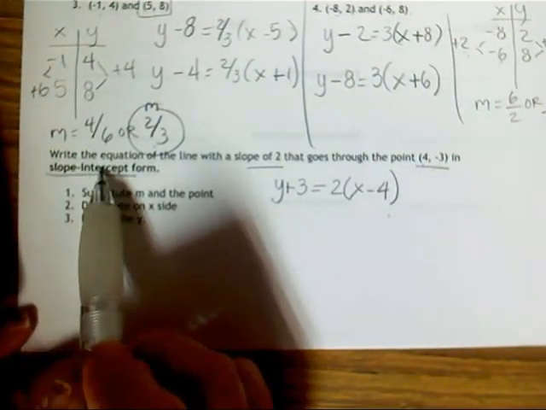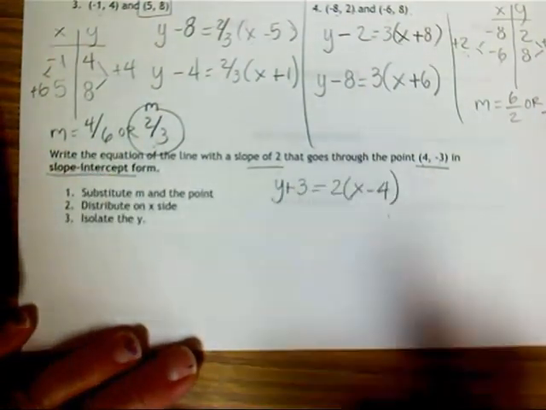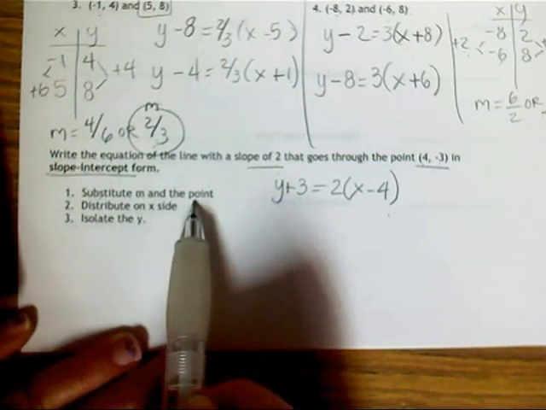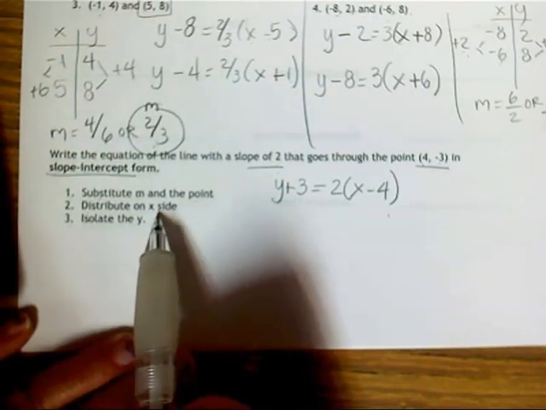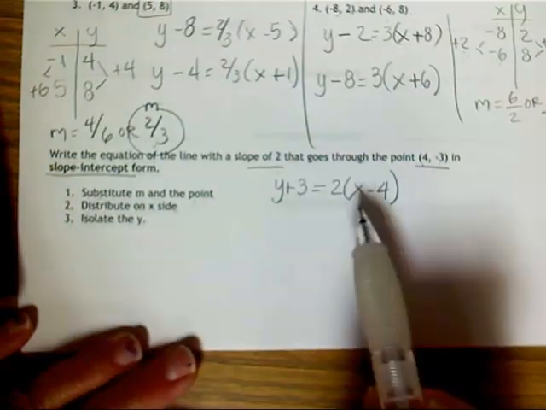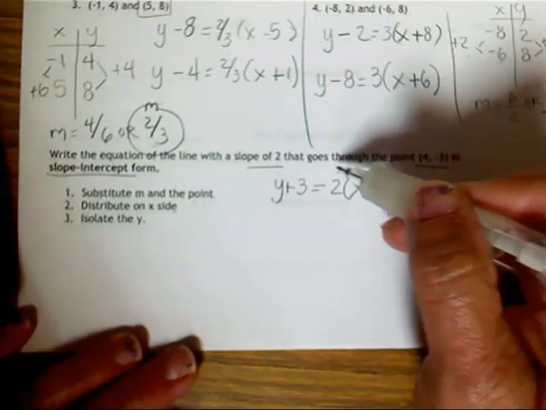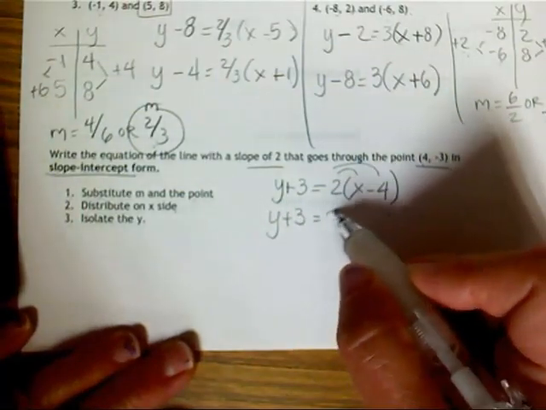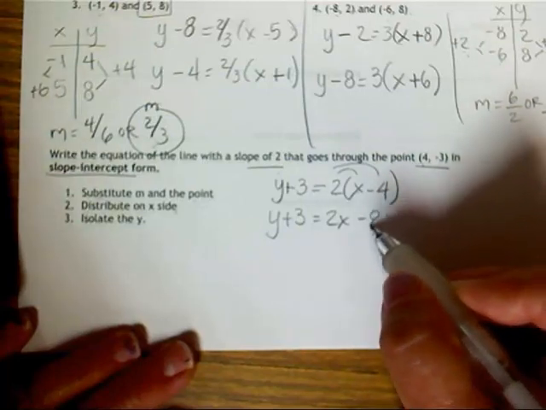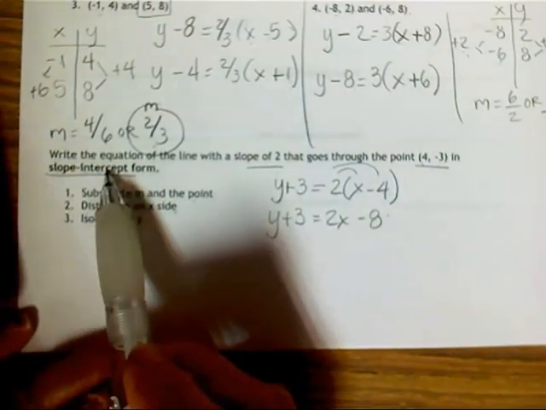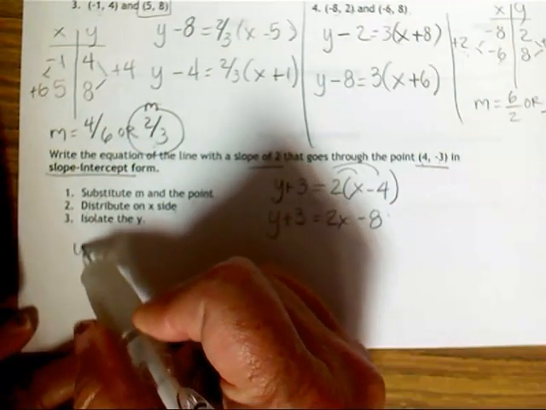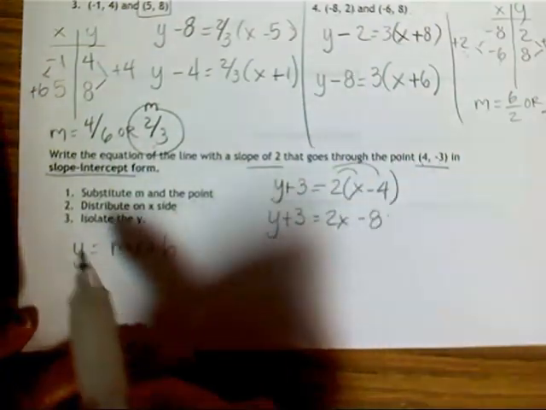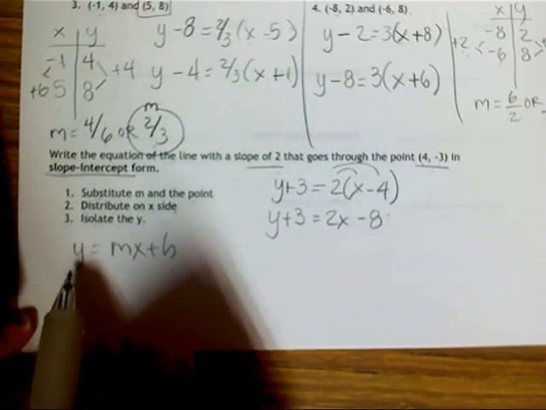Now again, they asked for it to be in slope intercept form, which means I'm just going to rearrange. So I've substituted in place of m and the x and the y. Now I'm going to distribute on the side that has parentheses just to get rid of those parentheses. So the left side is not changing. 2 times x, 2 times -4. And then finally, slope-intercept form is y equals mx plus b, which means the y has to be by itself. So when we say isolate the y, we mean get the y by itself.